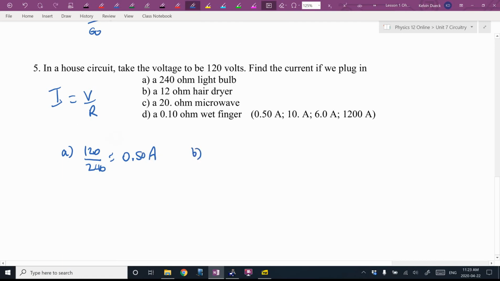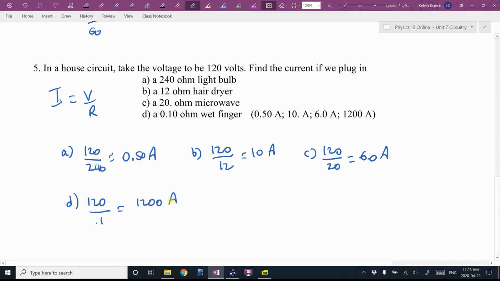For B, it's going to be 120 divided by 12, which is 10 amps. Hair dryers use a lot of current. Of course they do. They give off a lot of heat, which must mean they're using a lot of energy, and so they need a lot of charges bringing their energy through the system. C, a 20 ohm microwave, would be 120 divided by 20, which I'm pretty sure is 6.0 amps. And D, a 0.1 ohm wet finger, well, that would be 120 divided by 0.1, and that would be 1200 amps of current.